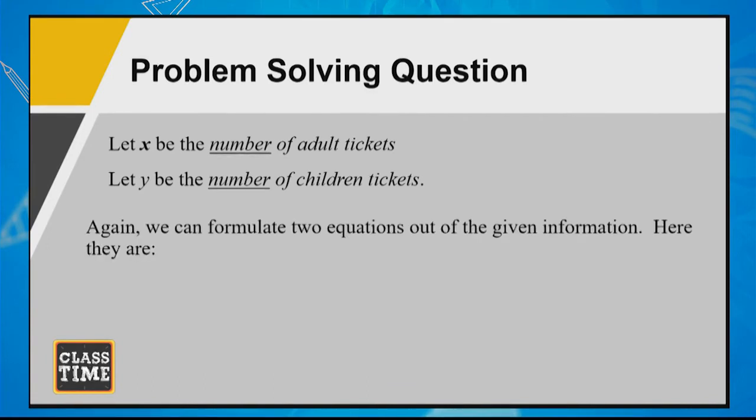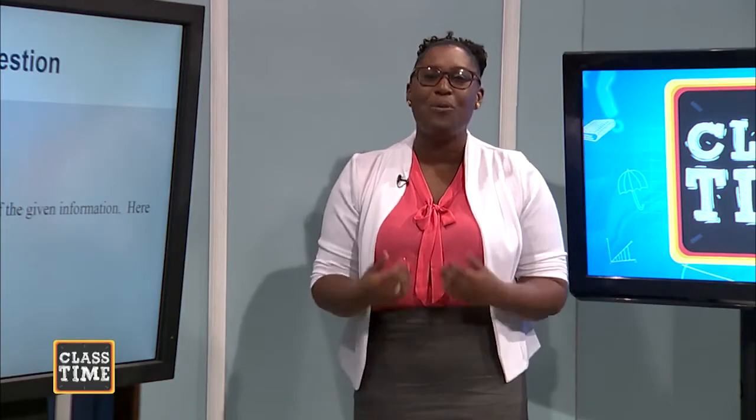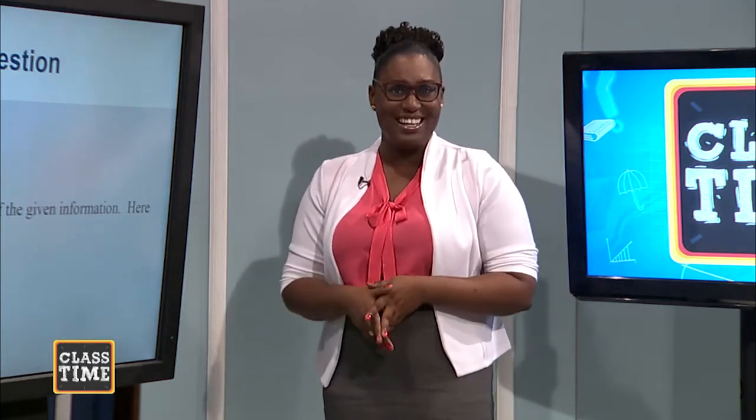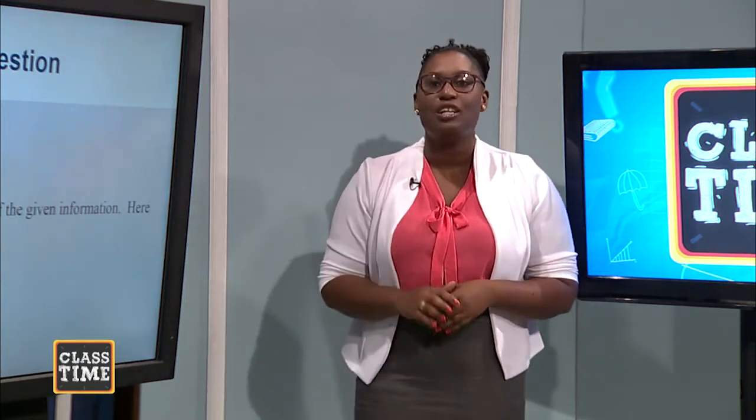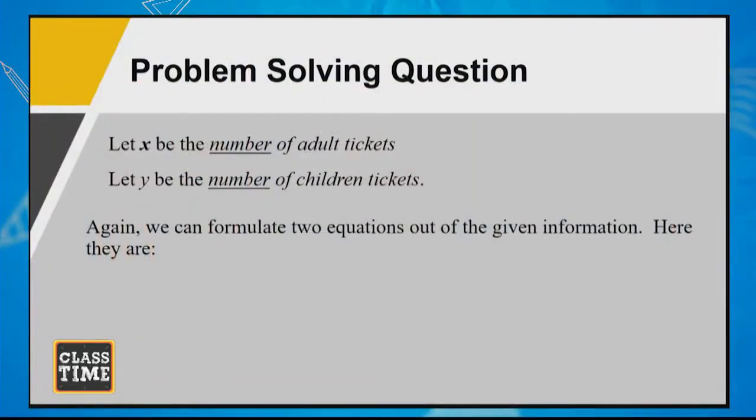So again, we can formulate 2 equations out of the given information. How about this? You quickly write down the 2 equations that you see coming out of this one before we give you our 2 equations. So quickly, guys, formulate your 2 equations that are coming out of this scenario.